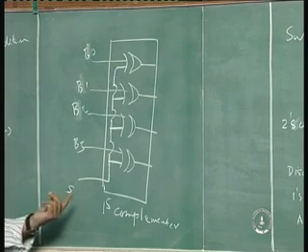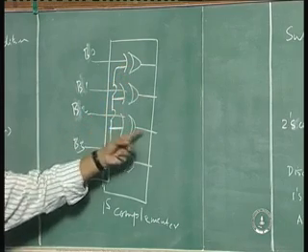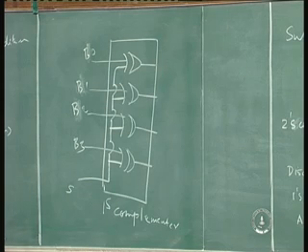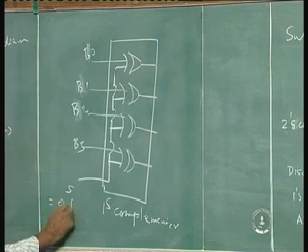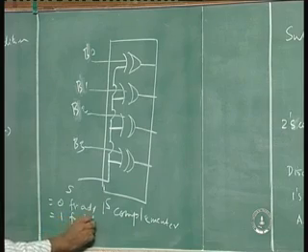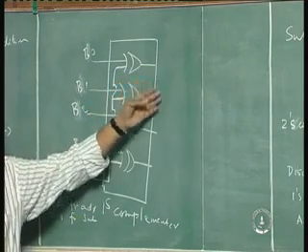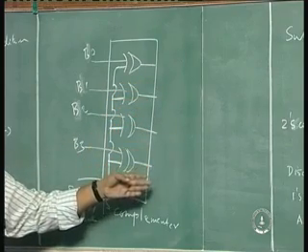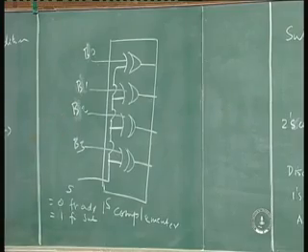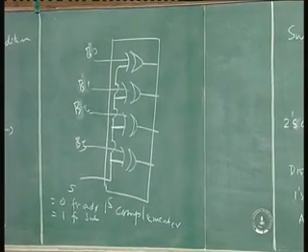Whenever I want subtraction, I make S equal to 1, I get B0 bar, B1 bar, B2 bar, B3 bar. Whenever S is 0, that means when I add, S is equal to 0 for add, 1 for subtract. So if it is adding, B0, B1, B2, B3 will come out; in subtraction, B0 bar, B1 bar, B2 bar, B3 bar will come out. So it is a 1's complementer circuitry. Of course, I have to add 1 to it. We will see how to do that.